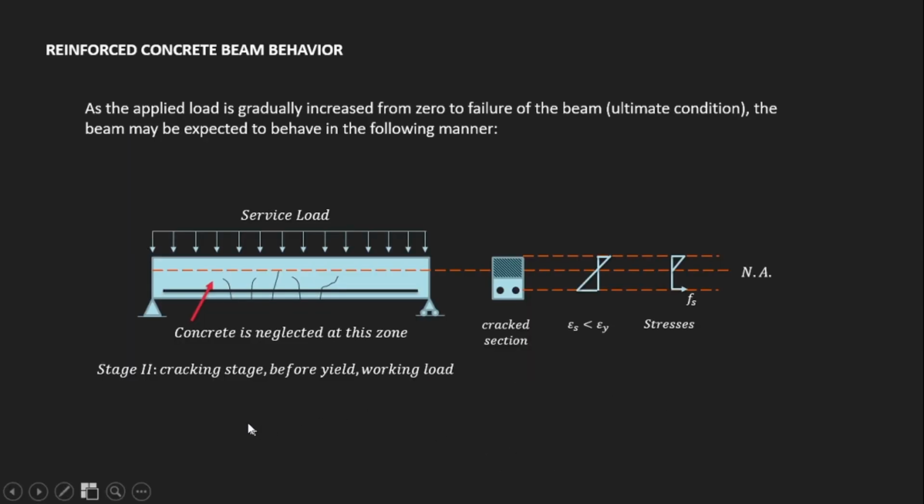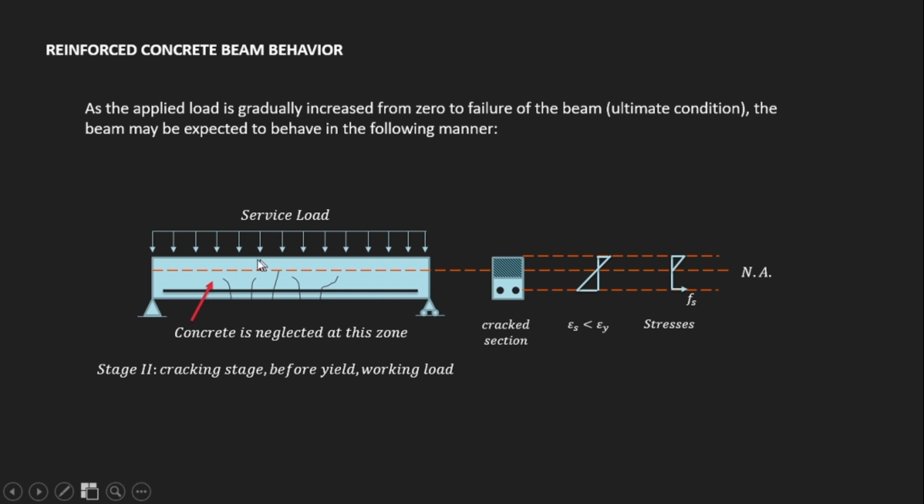So, next stage, meron tayong stage 2. So, this time, meron tayong cracking stage. And this before yield. And yung gamit natin na loads, these are service loads or working load. Yung service load, ito yung inassume natin na value na dadalhin of our beams or structural members. So, galing yan sa dead loads and live loads na inassume natin na dadalhin nga ng beam natin.